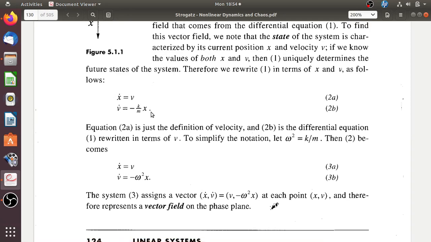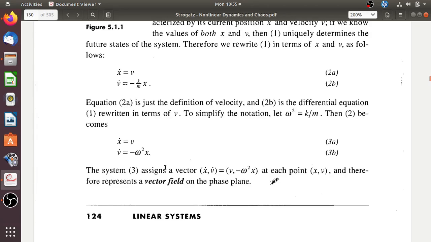Now, we know from a little bit of vibration analysis that k by m represents the square of the frequency of the system, which means omega square is equal to k by m. So let me replace that. If I replace that, what I will get is x dot is equal to v, and v dot is equal to minus omega square x. So that's the system.